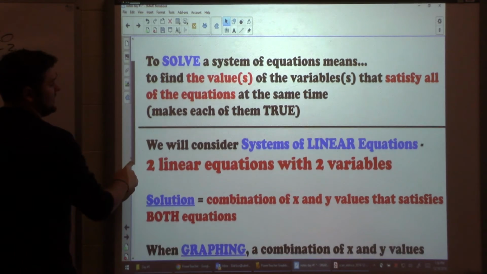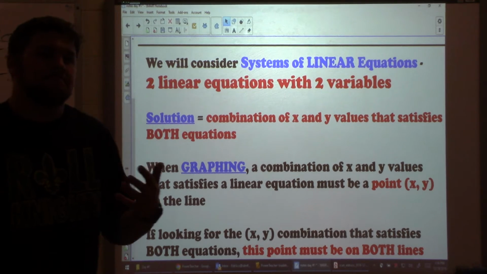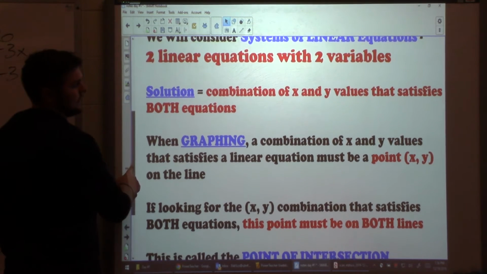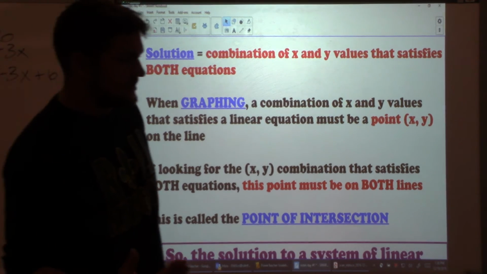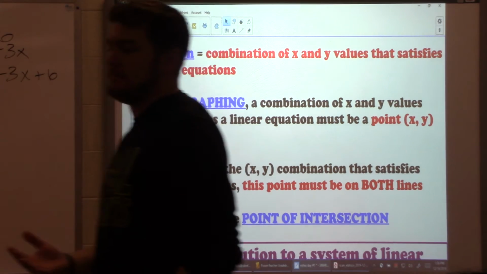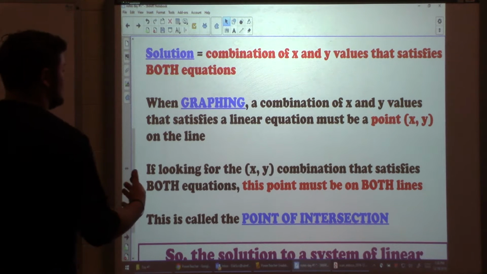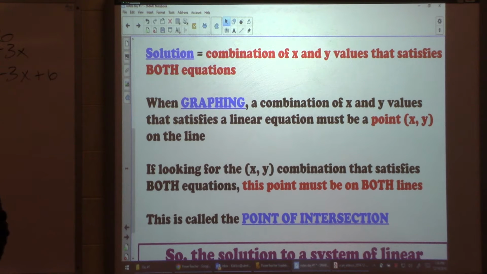So let's talk about if there are 2 equations and 2 variables, your solution is going to be a combination of x and y values, right? It's going to be just 2 separate numbers. When we graph, a combination of x and y values that satisfies a linear equation must be a point. It's got to be a point on both lines, right? Because if we have an equation, the only numbers that satisfy that equation are ones that are on the line. Well, if it's going to satisfy both of the equations, it's going to have to be on both lines, which means they're going to have to intersect. So when we're solving by graphing, we're going to look for where they intersect. Our point of intersection is where the answer is to our system. It's going to be pretty easy. And hopefully you remember part of that from Algebra 1.